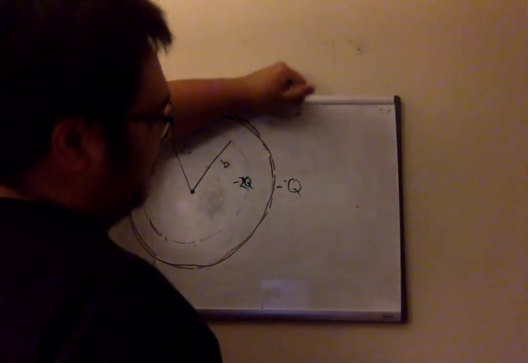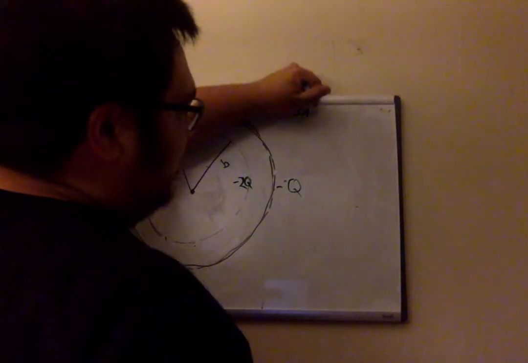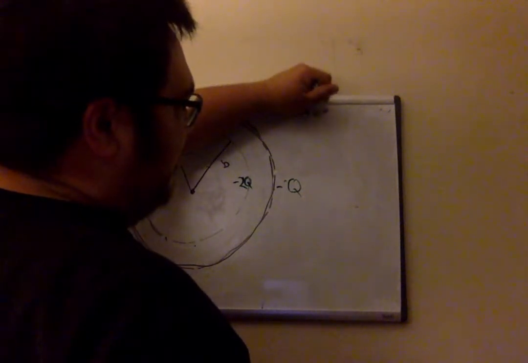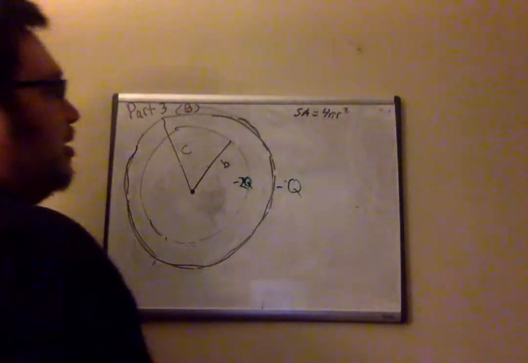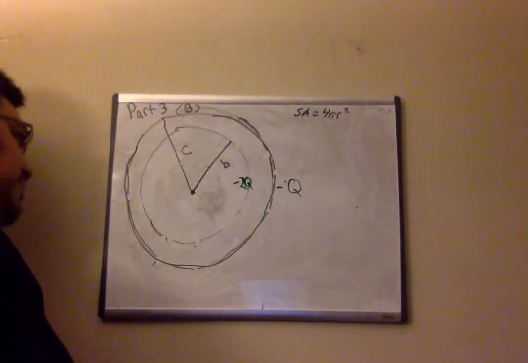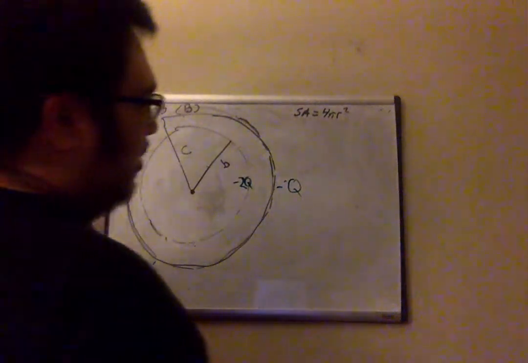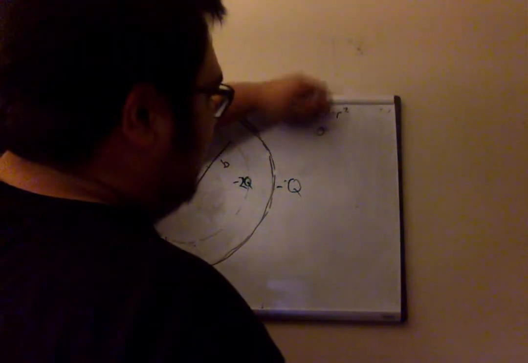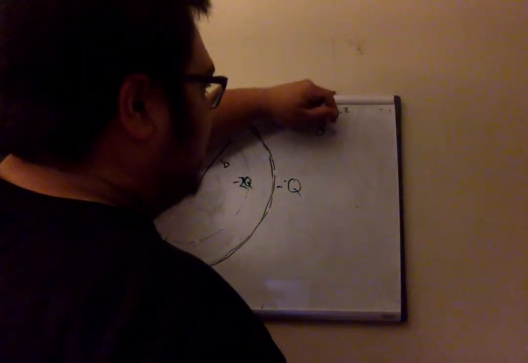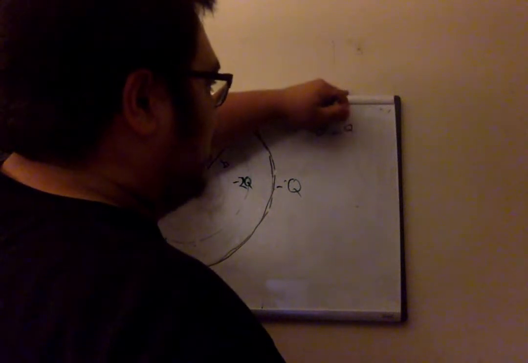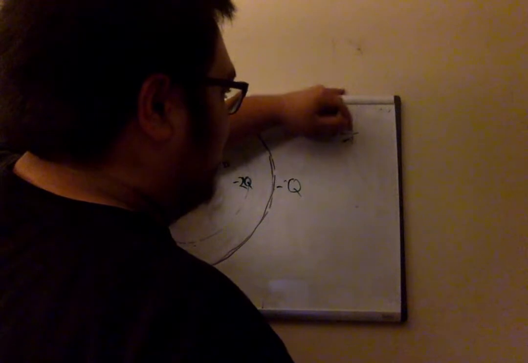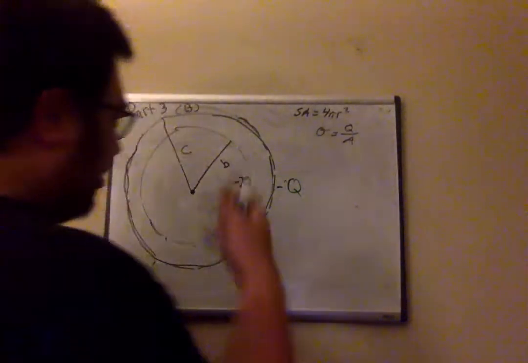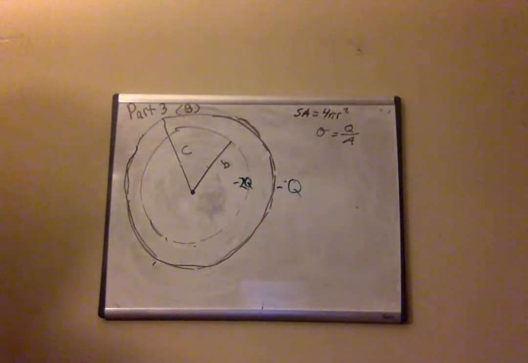Some things to note. Surface area of a sphere is 4 pi r squared, r being the radius. Now, charge density is equal to total charge divided by the surface area, or the area of our shape.